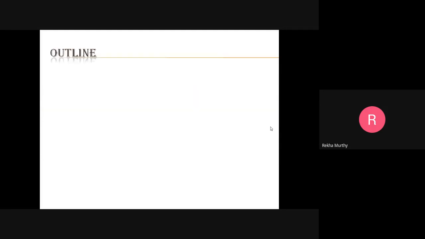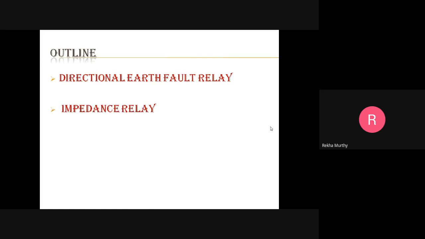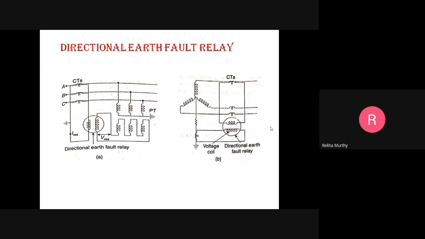Today I am going to explain the concepts related to Module 2. The concepts are the directional earth fault relay, the impedance relay, and also the distance protection. So here, let us go through the directional earth fault relay.